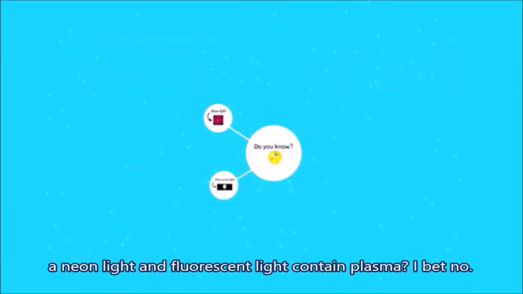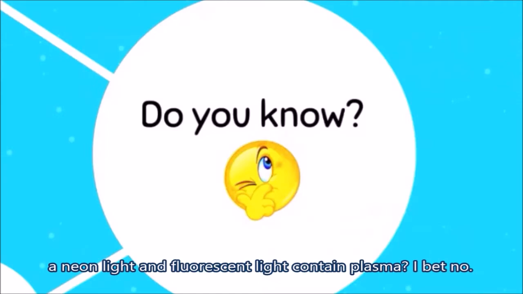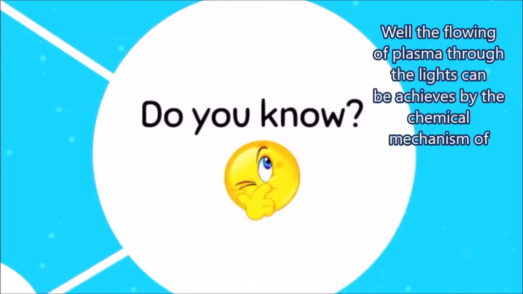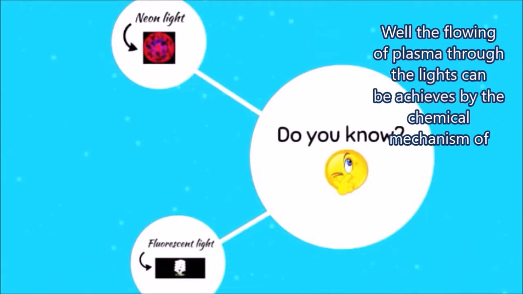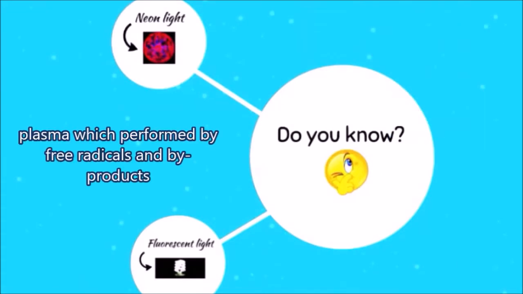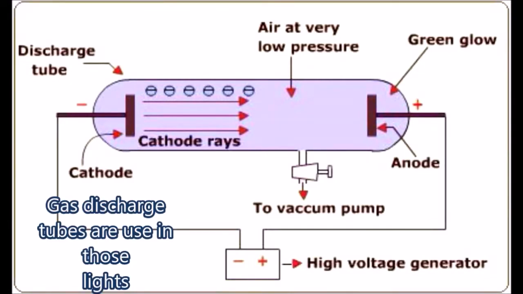Did you know a neon light and fluorescent light contain plasma? I bet not. Well, the flowing of plasma through the lights can be achieved by the chemical mechanism of plasma, which is performed by free radicals and byproducts. Gas discharge tubes are used in those lights.